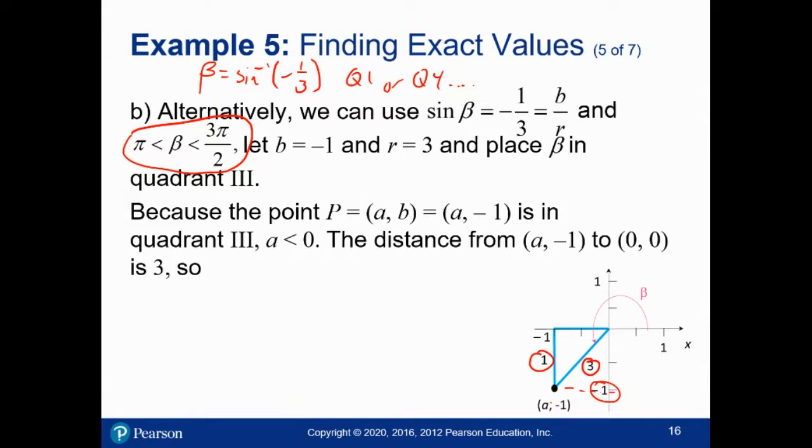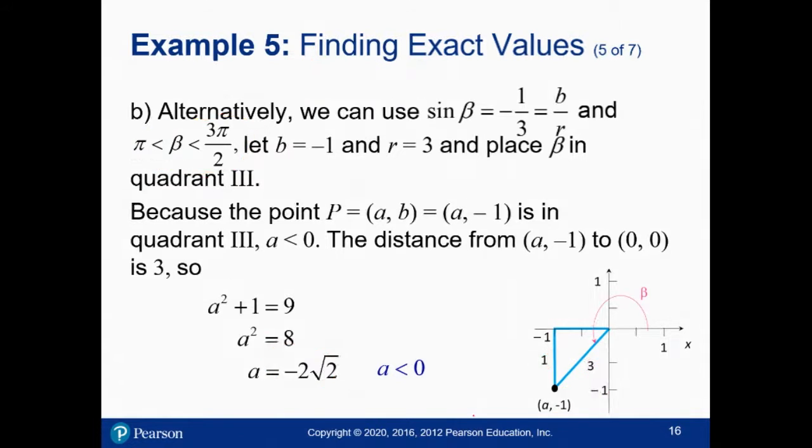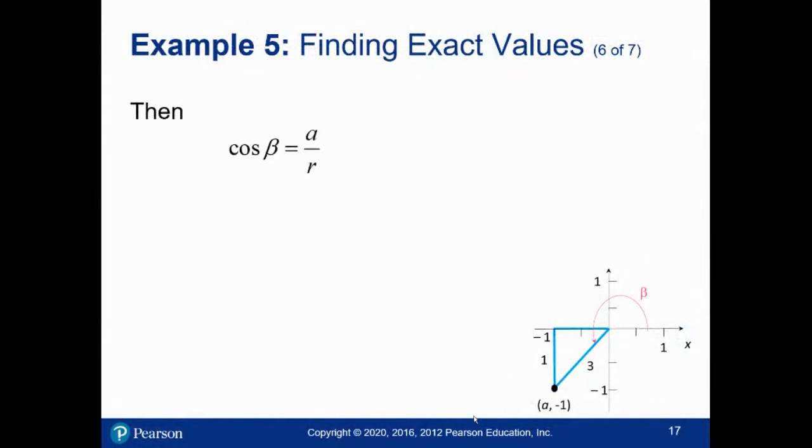Then we use the Pythagorean theorem to find the missing side length, and we get root 8. But we know it's supposed to be negative, so we're going to call it negative root 8. So that's this length right here. And then we were asked to find the cosine. That's just going to be horizontal component over radius. Horizontal component was negative 2 root 2, and the radius was 3.